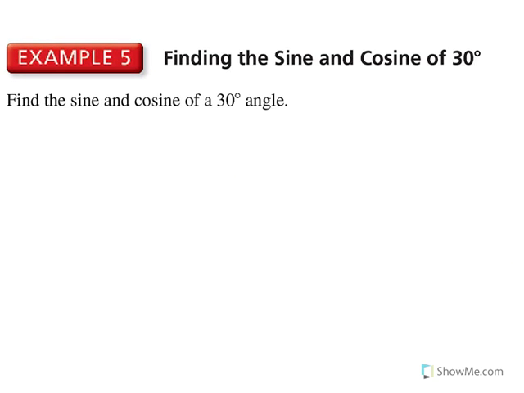Example 5, for the sake of time, I'm going to go ahead and skip it. It works just like the problem before and just like the problem we did in 9.4. So you're just using your special right triangle again. This would be a 30, 60, 90 triangle. If you have trouble trying to work it out, then please be sure to ask questions.